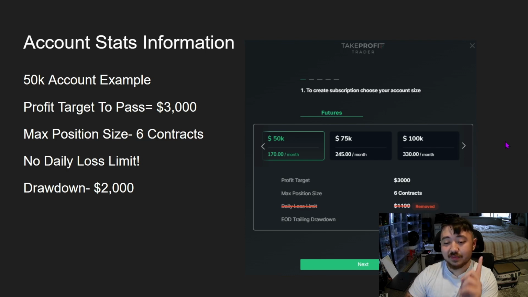It was a hard breach, but now they removed it and they listened to us, so that was very great. They don't have a daily loss limit now, but keep in mind you can blow your account in one day, so just keep that in mind as well.